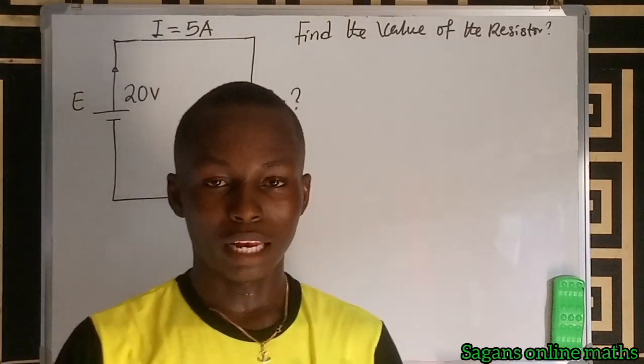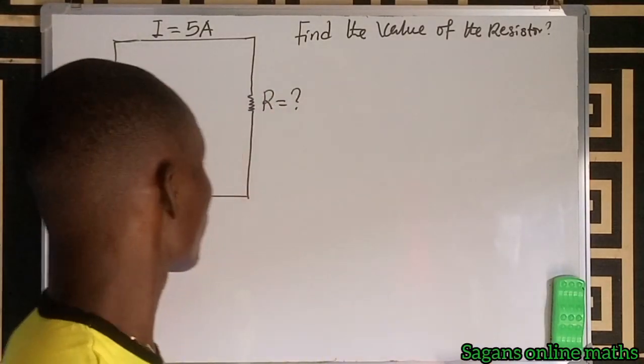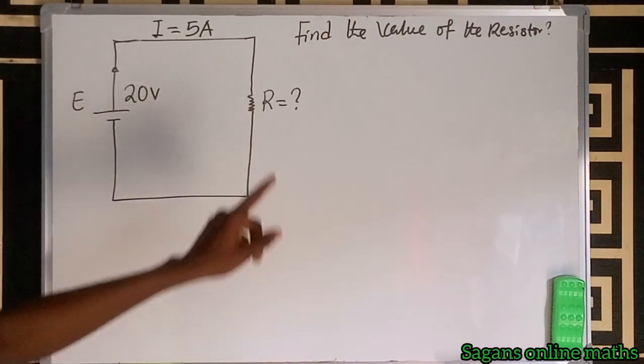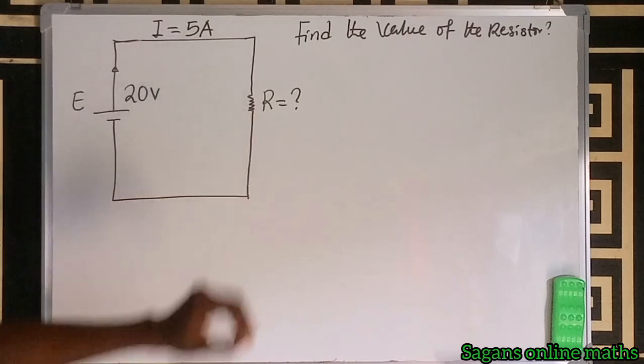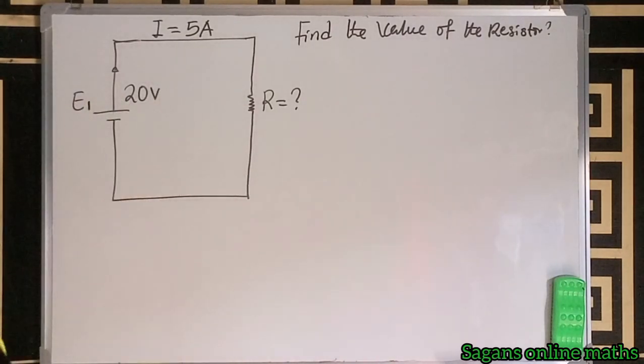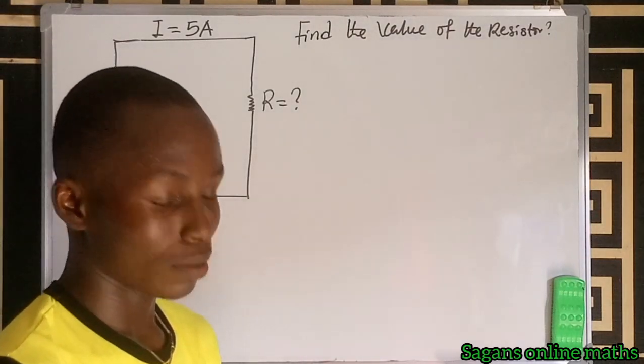Hello everyone, let's consider this question on electrical electronics problem. Now we are given a beautiful circuit. We are asked to find the value of this resistor, and our source, which is source 1, is 20 volts, and our current is 5 amperes or 5 amps.